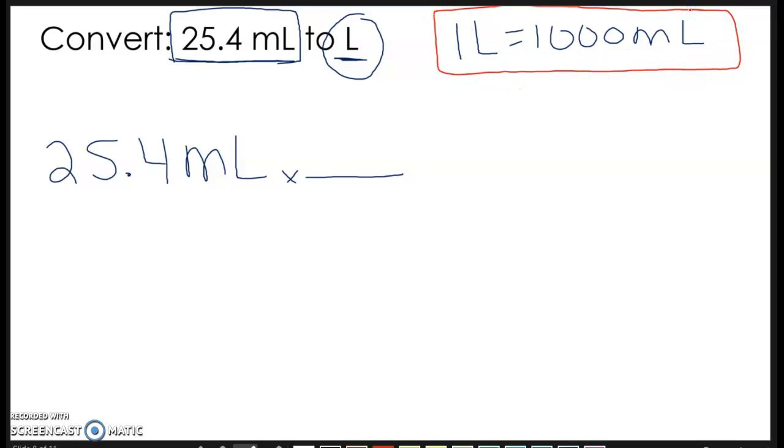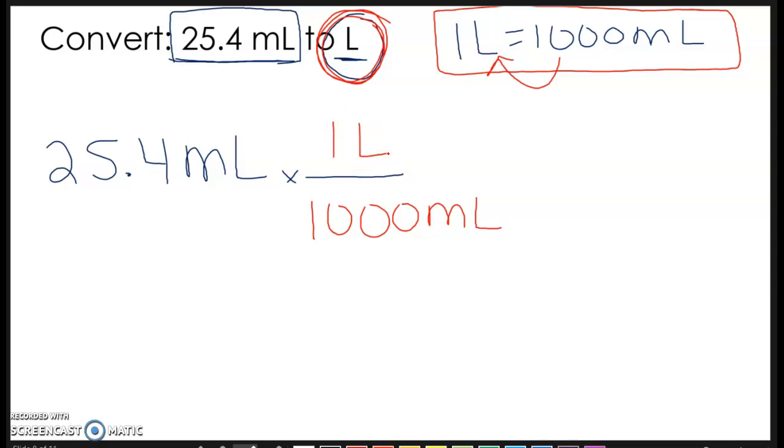Now, I told you the unit is a part of the number. I don't want my milliliter unit. I want the unit to be liters, not milliliters. And so, looking at my conversion, because I have milliliters on top right here, I'm going to put 1,000 milliliters at the bottom. And then on the other side, I'm going to write what it equals, which is 1 liter.